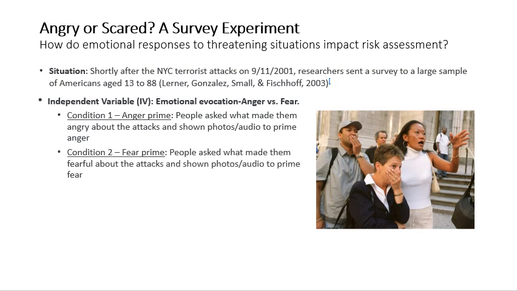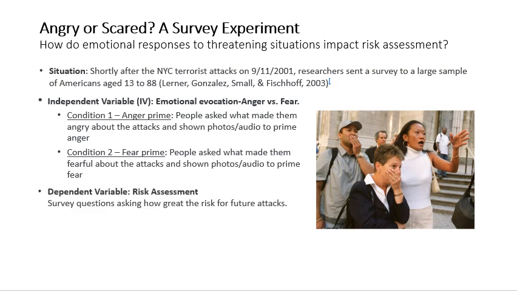In condition 2, some of the surveys had questions designed to prime fear, meaning the people were asked what made them fearful about the attacks, and they were shown photos and audio to prime fear. Each participant had mostly the same questions, but with this one distinction, whether they were primed for anger or fear. And as the dependent variable, the researchers measured risk assessment.